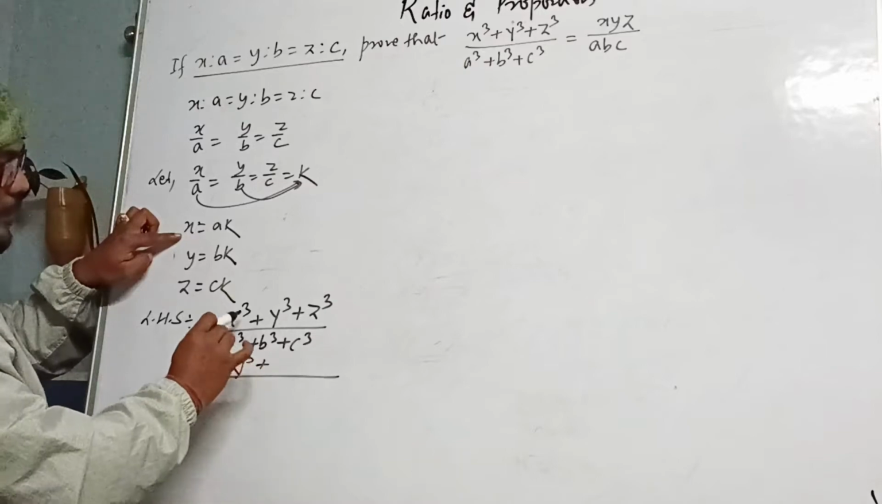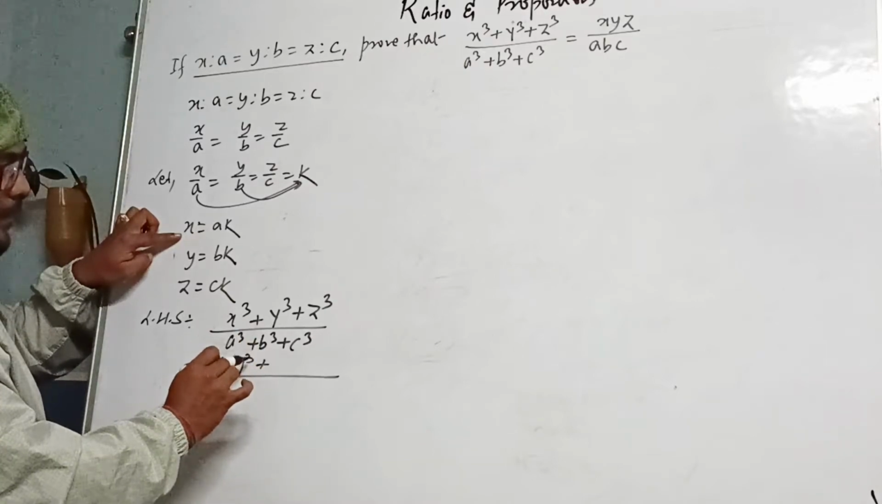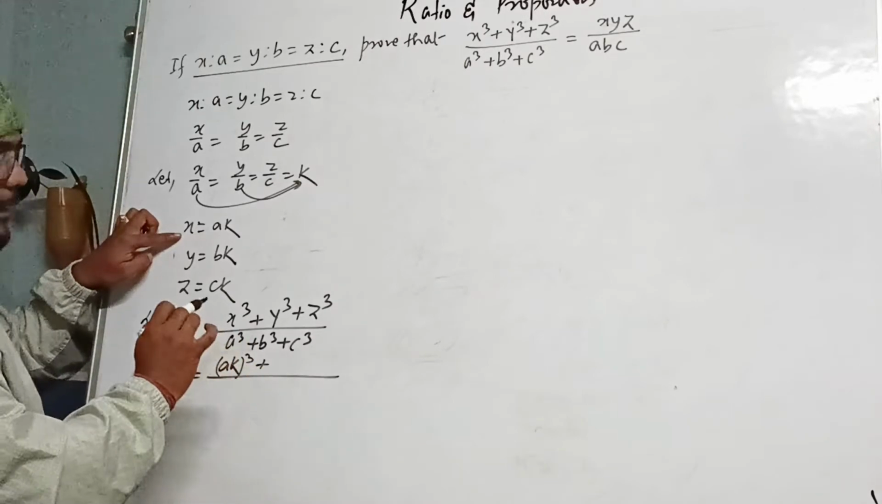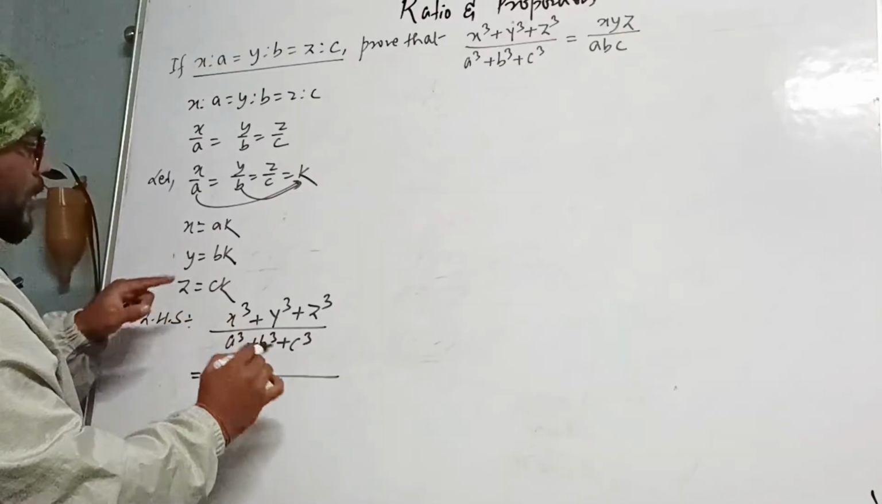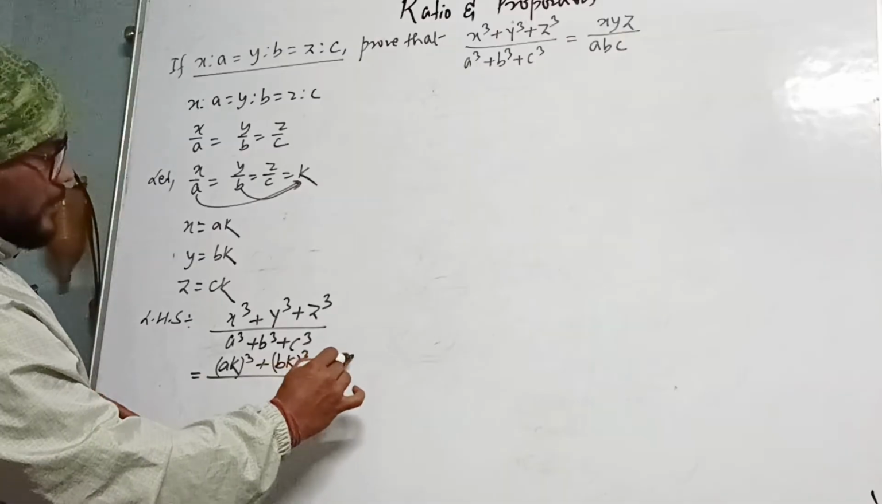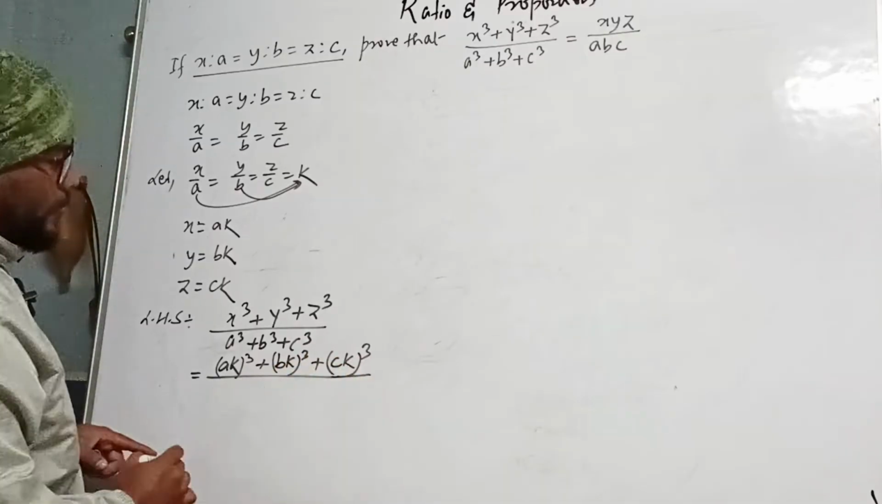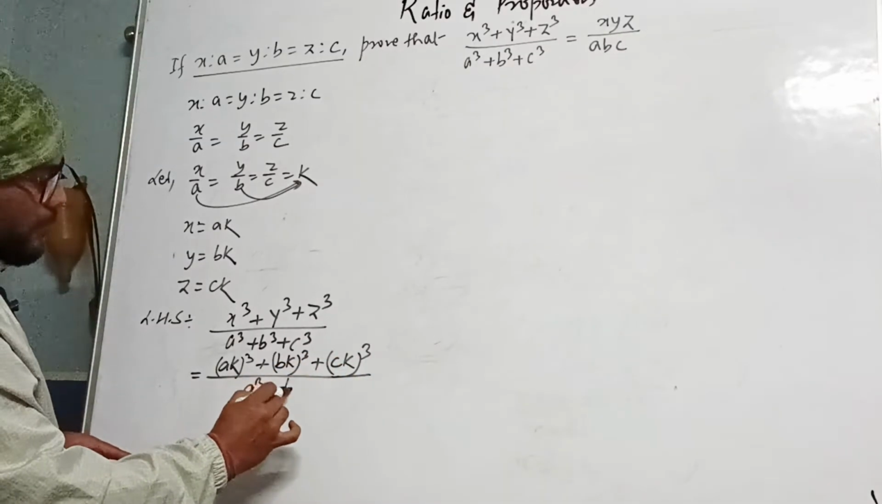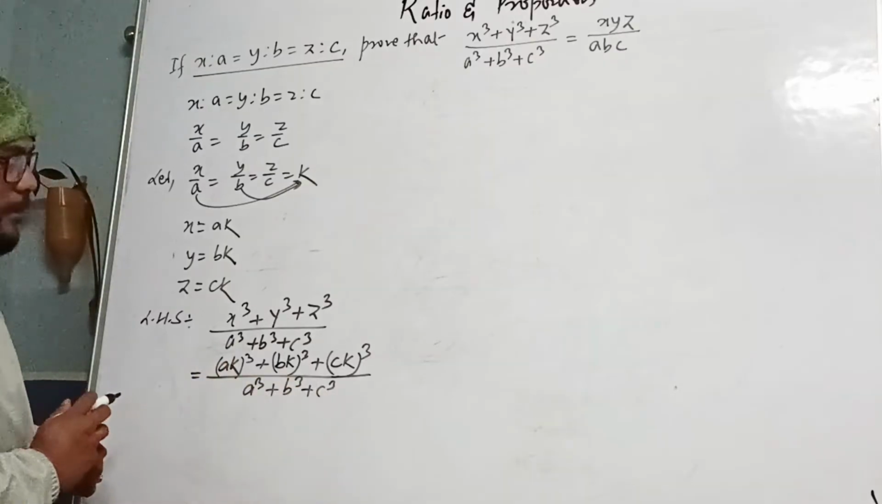If the square will be here, then you can write square. If to the power 4 is given, then you have to write to the power 4. Y means bk, so you get b cube. Z means ck, so you are getting c cube. And in the denominator, you have to write as it is the number k.